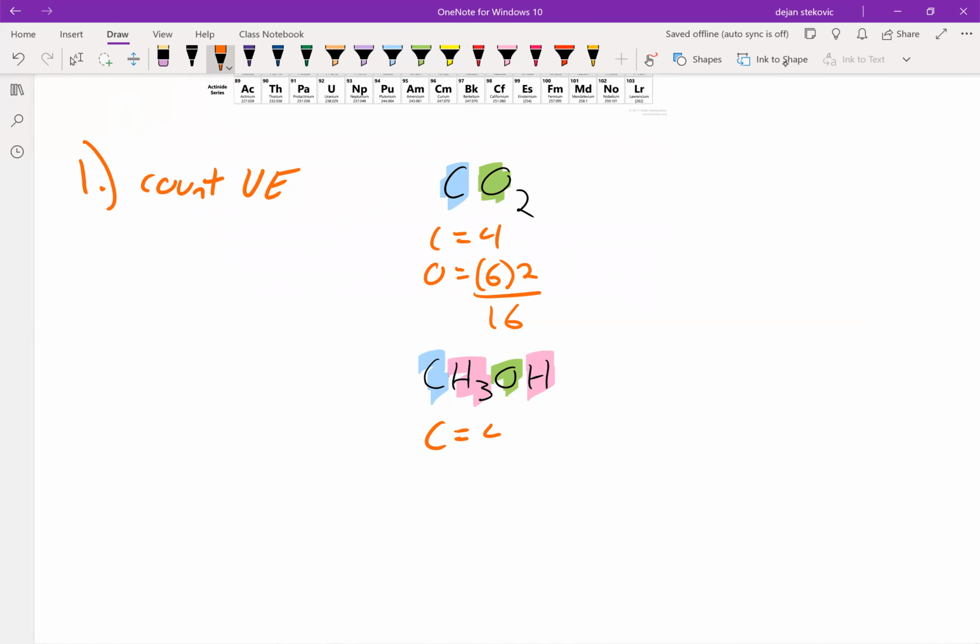Down here, we've got a carbon that has 4 valence electrons, 1 oxygen that has 6 valence electrons, and then we've got hydrogens. Each one has 1 valence electron, but if you think about it, there's 4 total: H3 plus another H is 4. So then we just do the math, and we get 14 valence electrons.